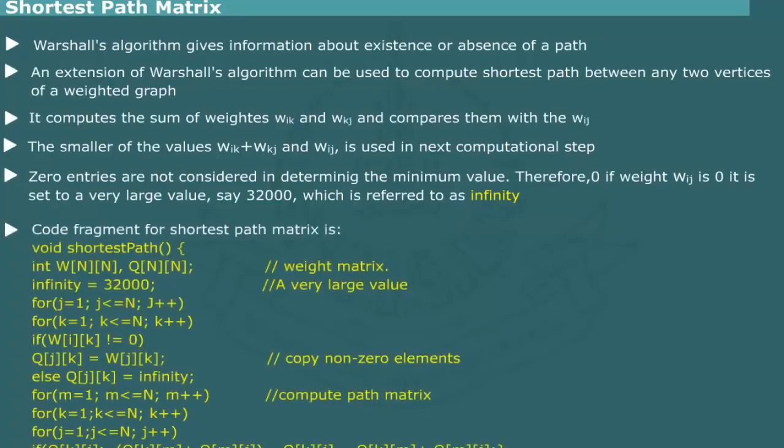The code fragment for computation of shortest path is listed in figure. A temporary array Q is used to store results of computations. First, the non-zero elements of the weight matrix W are copied into Q. Then, the zero values are set to 32,000, which represents infinity for the purpose of computation. It is assumed that the graph is directed and that weights are non-negative values. N represents the number of vertices in the graph.